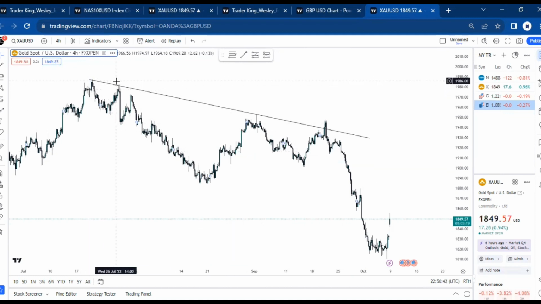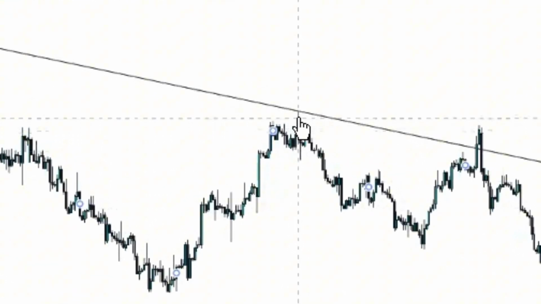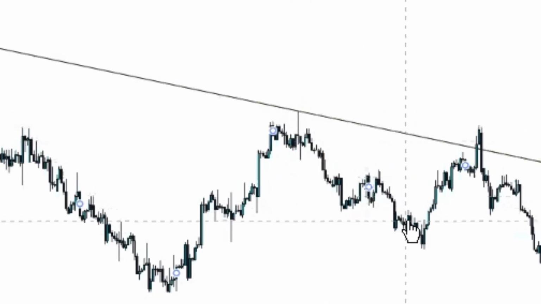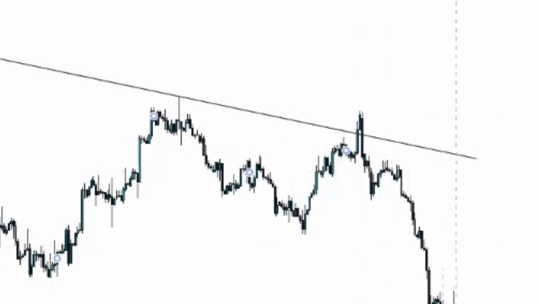First touch, second touch. Now you can look at how neat the third touch happened. You can see how neat it just touched the trend line and decided to come down. Now this fourth touch went a little bit above the trend line before it finally went down. So you see what I told you guys about the third touch. The best entry you can get should be the third touch, in most cases.